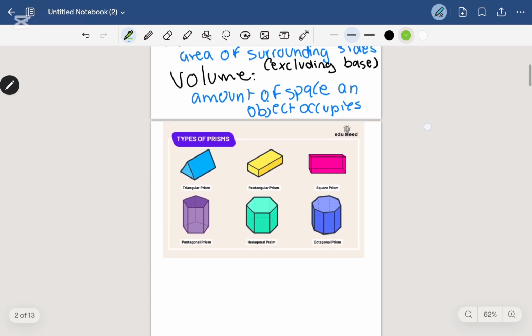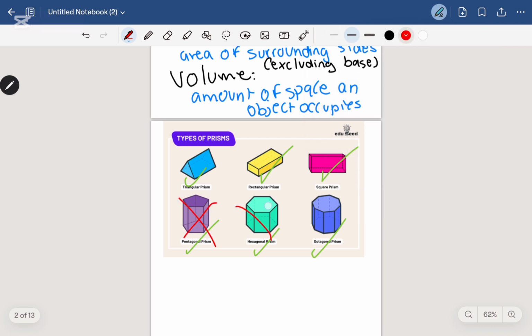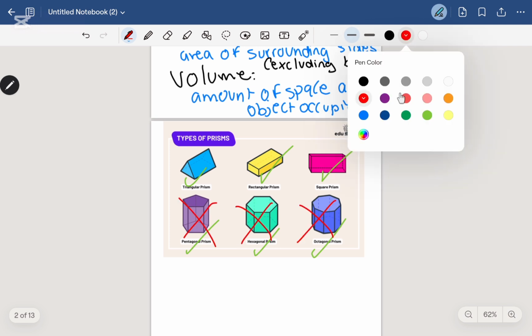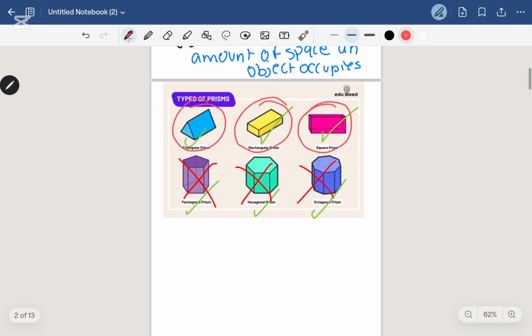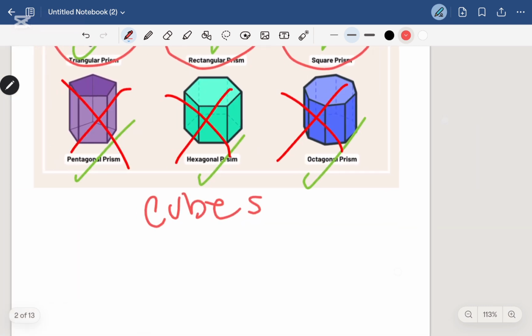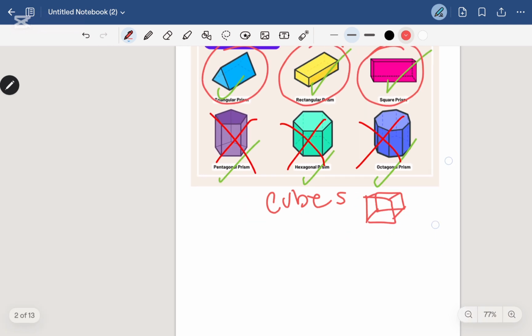So what about a prism? We have many types of prisms. We have a triangular prism, rectangular prism, square prism, pentagonal prism, hexagonal prism, octagonal prism. Now, they're not going to focus on these. They are going to focus on square prism, rectangular prism, and triangular prism. And also they will focus on the cubes. I don't know why it's not included. And by the way, a cube looks like this. All right.